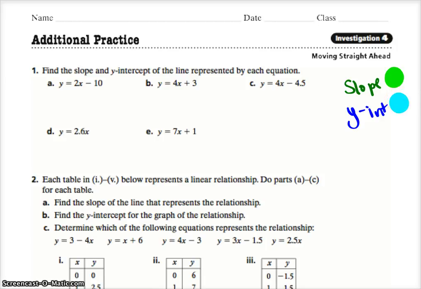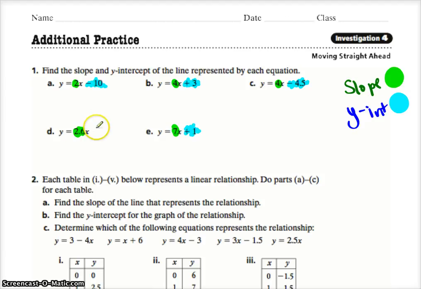Okay, so slope is the number in front of the x. There's my slope for this one. It's the number in front of the x. I only have one x right there. There's my slope. See how easy that is? So easy. That's why we love equations. Okay. Y-intercept is the number that's all by itself, not attached to any variables. There's my y-intercept. There's my y-intercept. That's my y-intercept. This is my y-intercept.